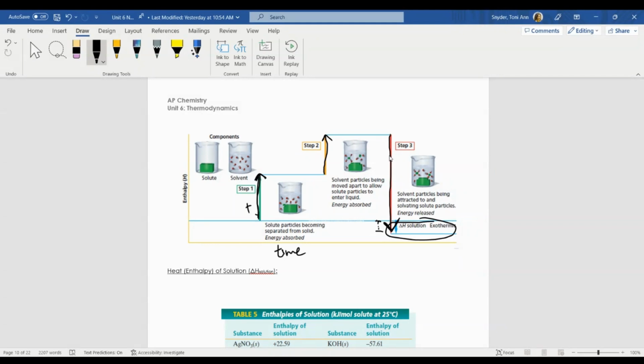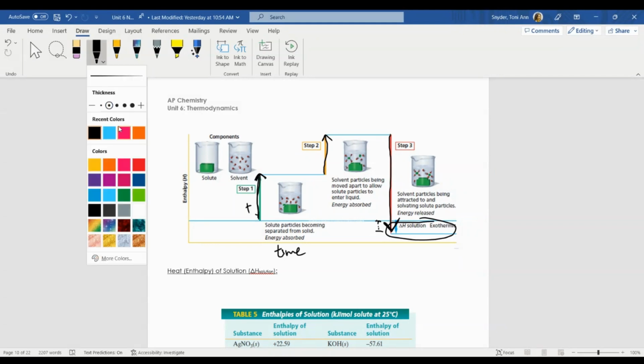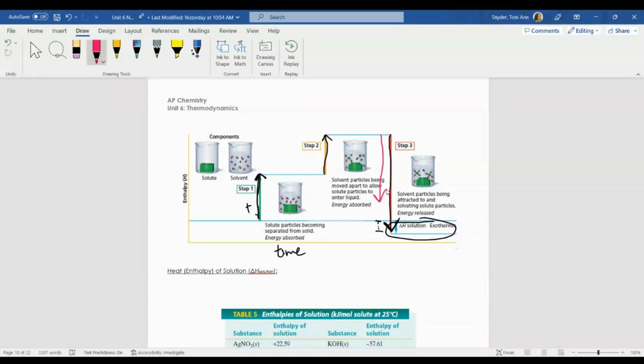But what would it look like for an endothermic process? An endothermic might look something like this. Maybe this is where your heat of solution ends up. Notice how the amount of energy that's absorbed is greater than the energy that's released. So here's my difference. But my products are higher than my reactants. Here, my products are lower than my reactants. This would be an example of an endothermic process.